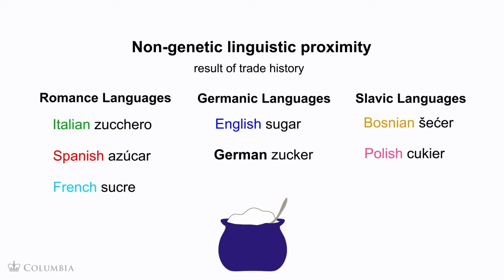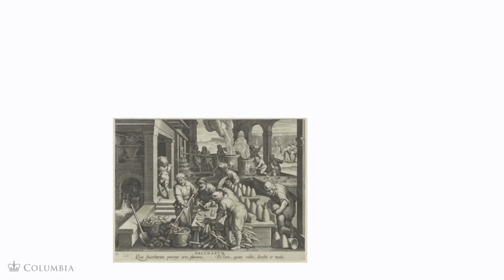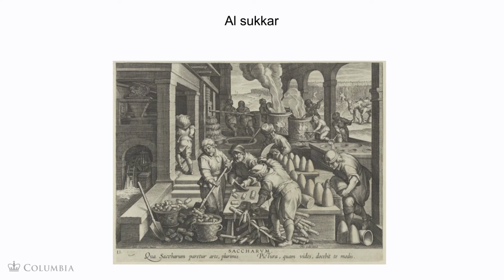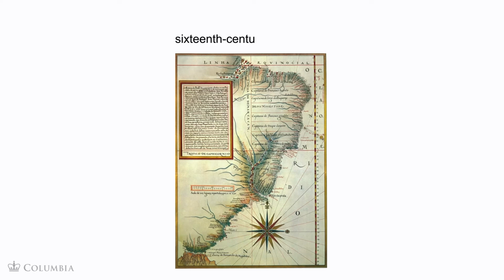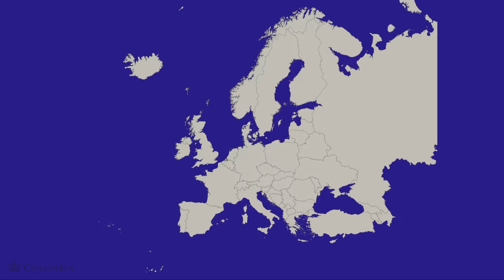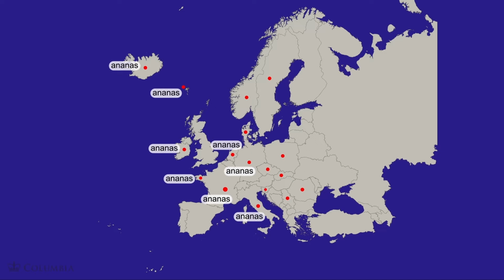In fact, these words are all derived from the Arabic al-sukar because sugar was introduced to Europe from the Arab world in the medieval era. Another example of linguistic proximity due to trade, and also in this case 16th century colonialism, is the word ananas, or pineapple. This word and its derivations are used across many different language families throughout Europe.